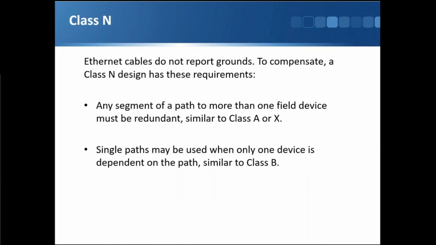So just a little recap here. Put it into words: any segment of a path to more than one field device must be redundant on Class N. And then single paths can be used, but only when it's going to affect a single device. So as long as you are only going to have one device impacted, it's okay to have a single run to that one device.